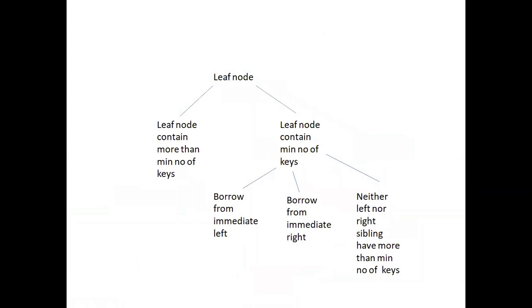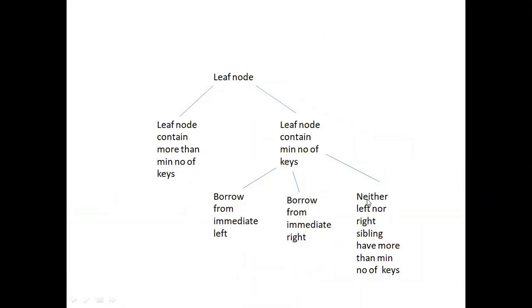Next. These are all the conditions we are going to study for case number 1, deletion from a leaf node, not an internal node. From a leaf node, we have conditions. First, the leaf node contains more than the minimum number of keys. That was the first example. No need to do any alteration. Just delete that key and it does not affect any other node. Second case, if the leaf node contains the minimum number of keys, then you have to either borrow the key from the immediate left or borrow it from the immediate right.